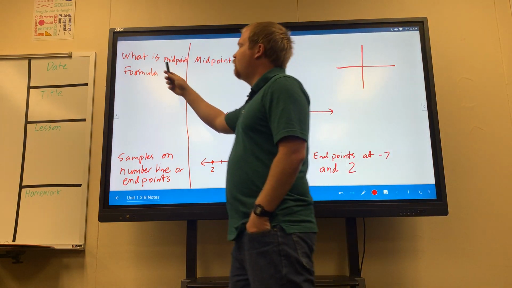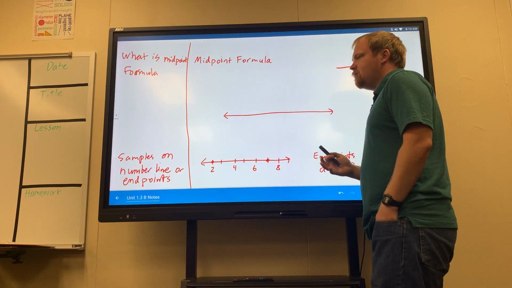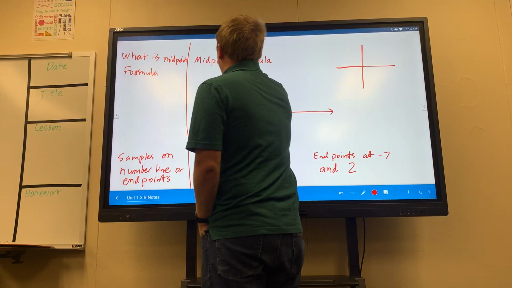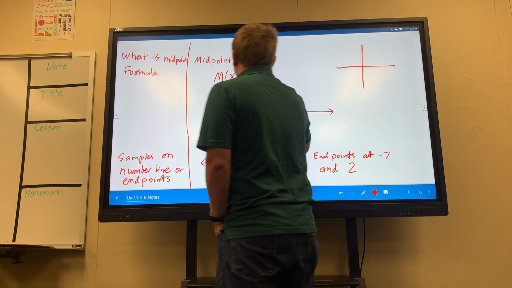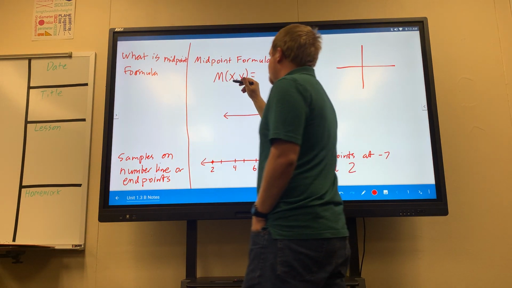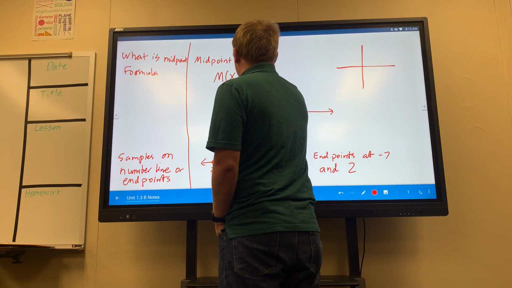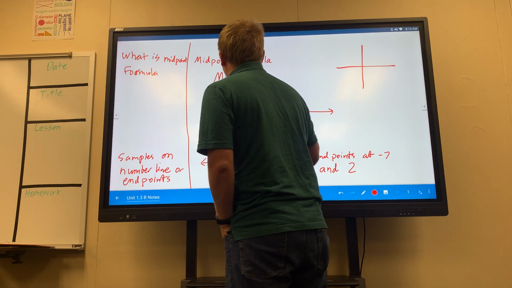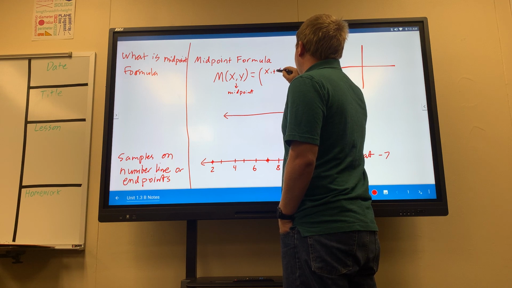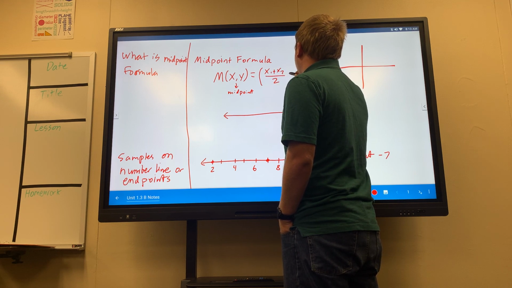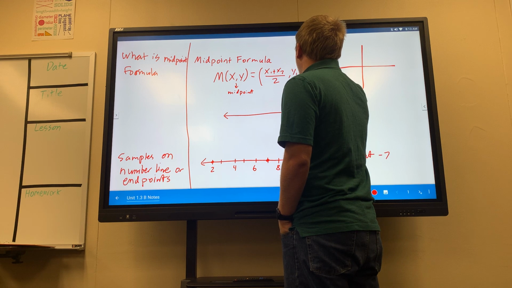So, first of all, what is the midpoint formula? Well, the formula happens to be Mxy, which is the actual midpoint, given that this is the midpoint on the graph, is equal to (x1 plus x2) over 2, comma, (y1 plus y2) over 2.